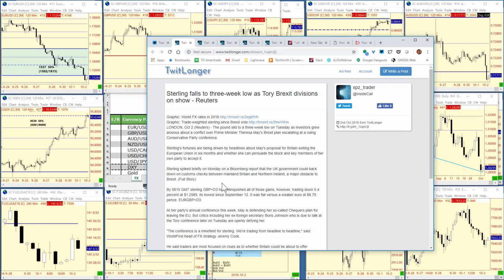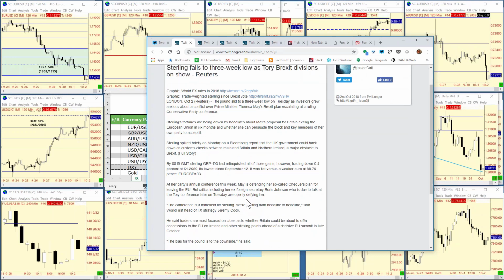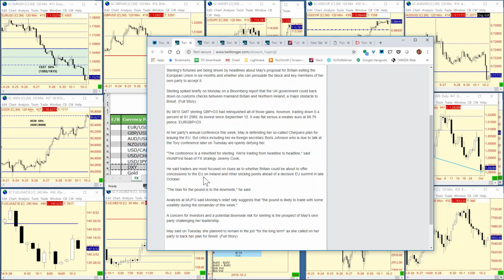At her annual conference this week, May is defending her so-called Chequers plan for leaving the EU, but critics, including former Foreign Secretary Boris Johnson, who is due to talk at the Tory conference later on Tuesday, are openly defying her. The conference is a minefield for sterling, which is trading from headline to headline, said World First head of FX strategy Jeremy Cook. He said traders are more focused on the clues as to whether Britain could be about to offer concessions to the EU on Ireland and other sticking points ahead of a decisive EU summit in late October.